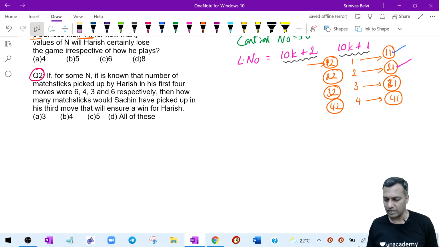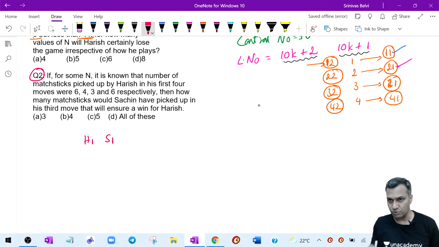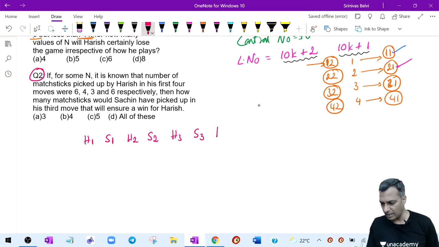the number of matchsticks picked by Harish in his first 4 moves are this. Then how many matchsticks should Sachin have picked up in the third move, so that it will ensure a win for Harish? Who is winning here? Harish is winning. Now listen to the sequence. Harish's first move, then Sachin's first move. Then Harish's second move, then Sachin's second move. Harish's third move, then Sachin's third move. Harish's fourth move, then Sachin's fourth move. And then at this fourth move, Sachin is going to lose.